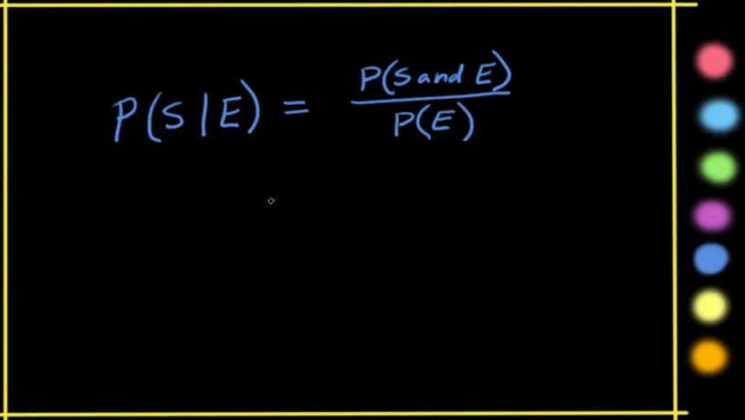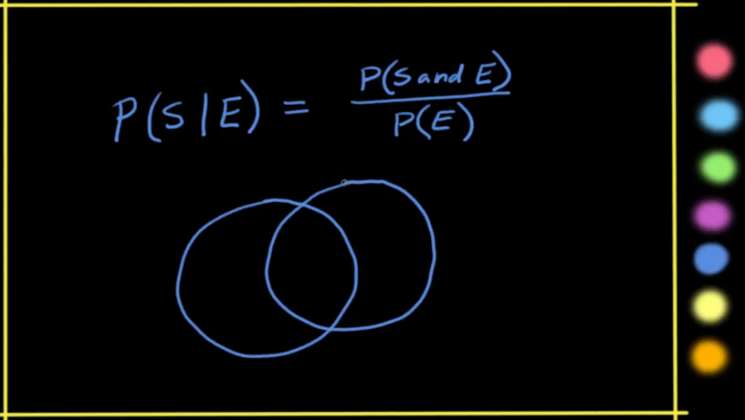Let's make a Venn diagram where you have something like this. So let's say Sam and Ellie take 100 tests, and let's say that the tests that are inside this circle are ones where Sam gets an A, and the tests that are inside this circle are the ones where Ellie gets an A. Right?